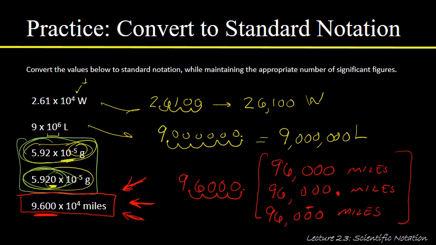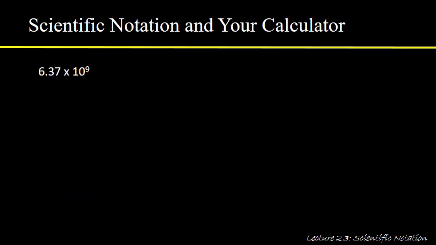Okay, another really important thing about significant figures and standard scientific notation is how to do this in your calculator. And every single year I see a lot of people who have problems with this. And so this is really, really important. All right, so let's say we've got a number like 6.37 times 10 to the 9, right? Let's say we've got that number. You want to type that into your calculator.